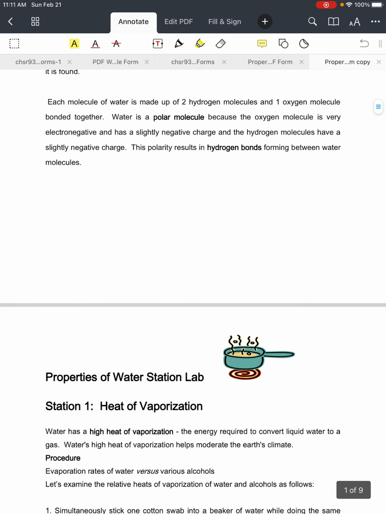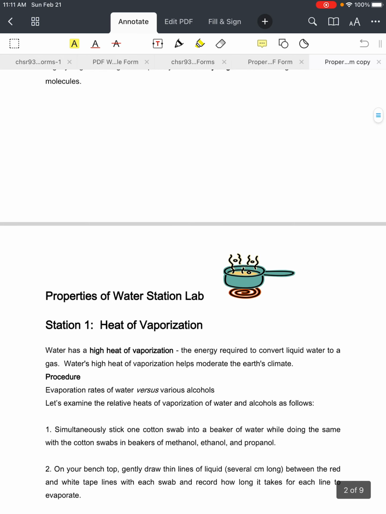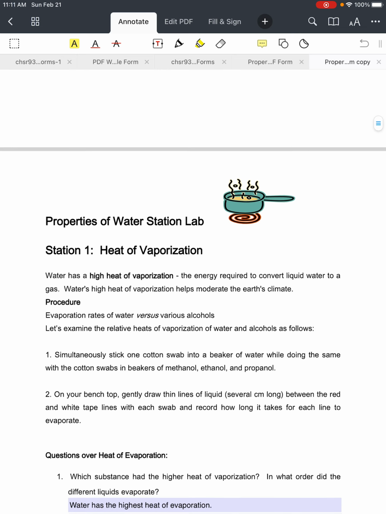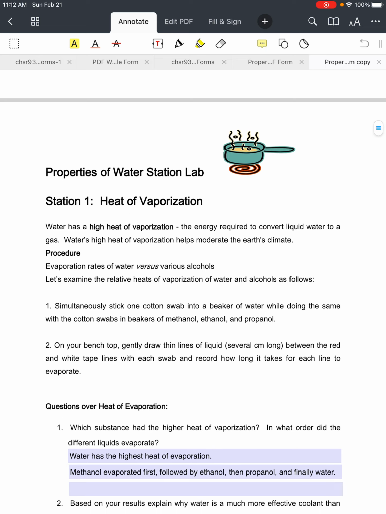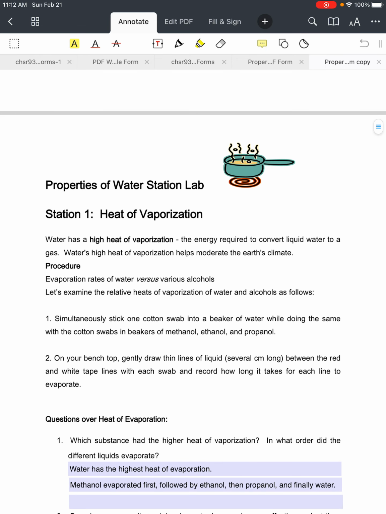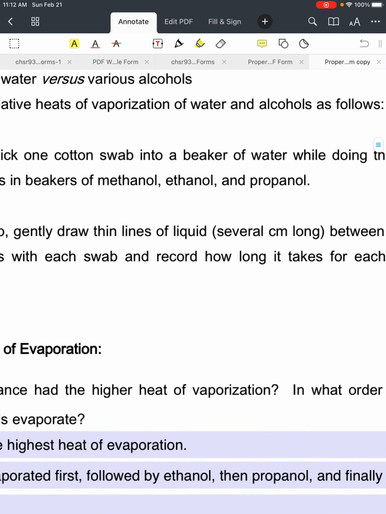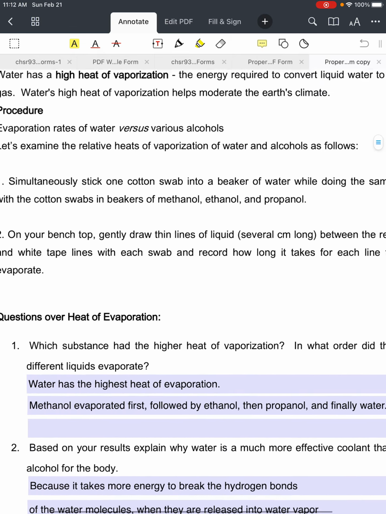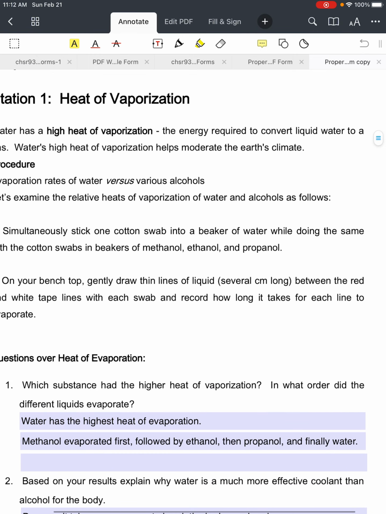So let me go through our experiment and discuss some of the results. We can go a little more quickly this time because I've already taken the liberty of filling this out and typing it so it's a little neater. So which substance had the higher heat of vaporization? Well, nothing has a higher heat of vaporization that I know of than water. Water has the highest heat of evaporation. And in what order did the different liquids evaporate? So methanol evaporated first, followed by ethanol, then propanol, and finally water.